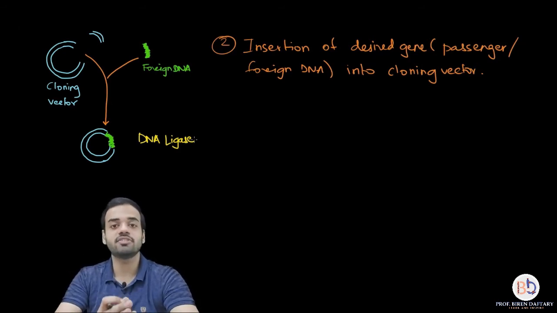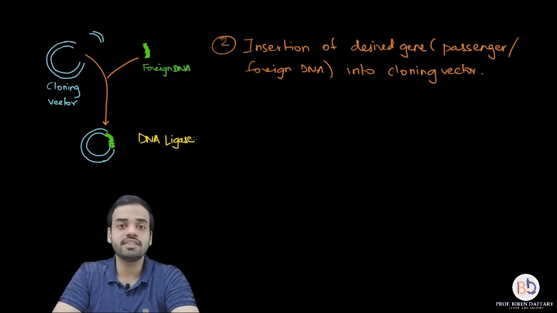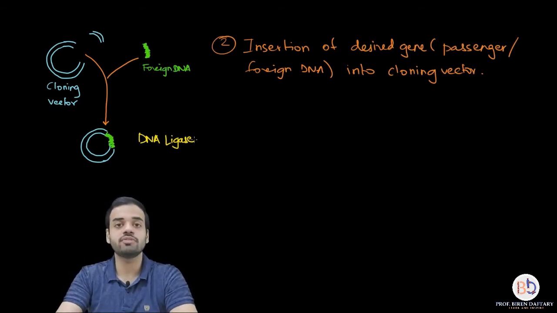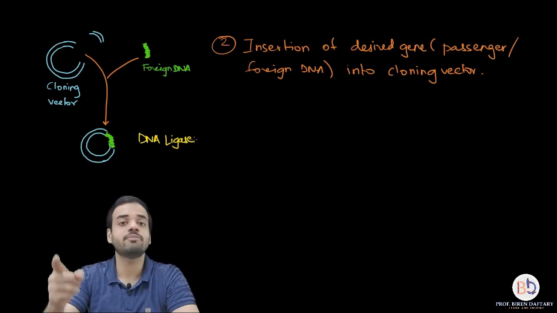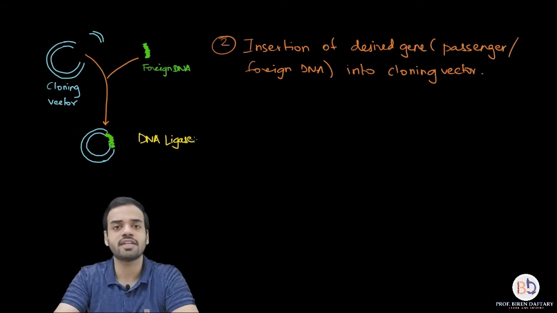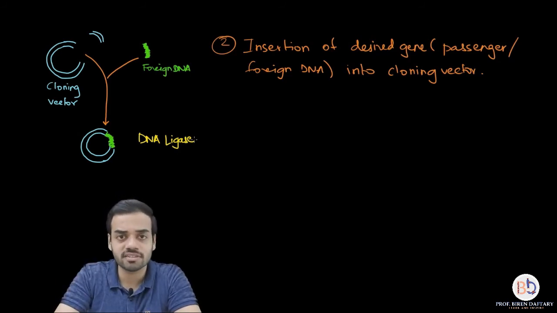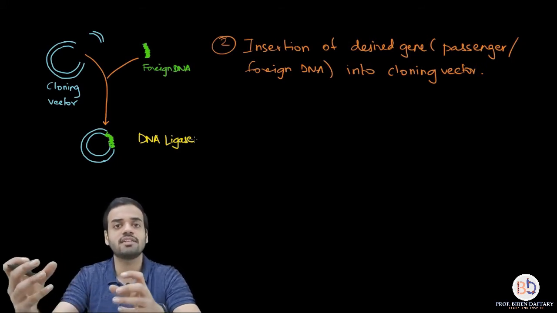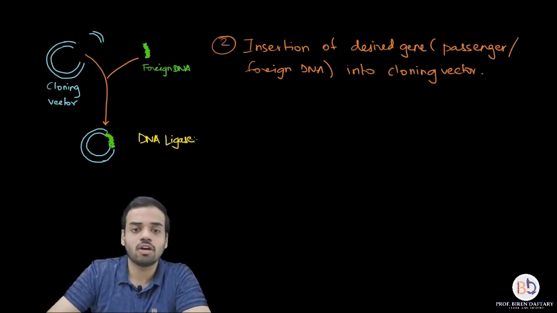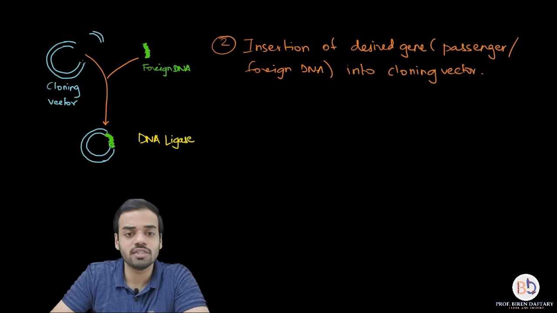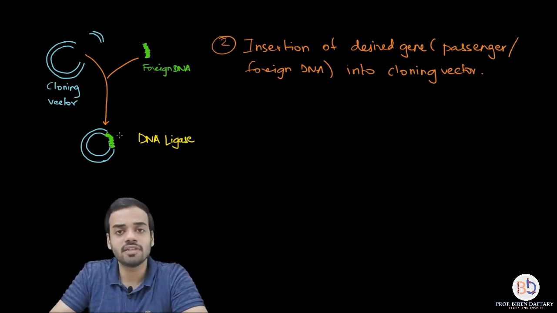So in this step, insertion of desired gene into cloning vector, the most important thing to remember is you have to use the same restriction enzyme that you have used to cut the original DNA. That same restriction enzyme that you used in the first step you will be using in the second step to cut your vector, whatever vector it is, bacteriophage, plasmid, cosmid, phagemid, artificial chromosome, anything that you are using. You will use the same restriction enzyme so that you get the same kind of cut, so that the sticky ends will be complementary and they will attach to each other. Is this clear? So now foreign DNA and cloning vector can attach to each other, right?